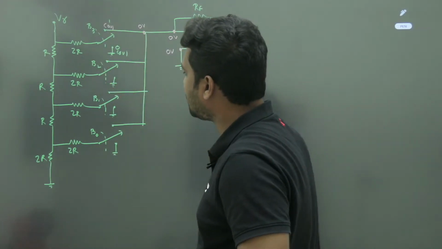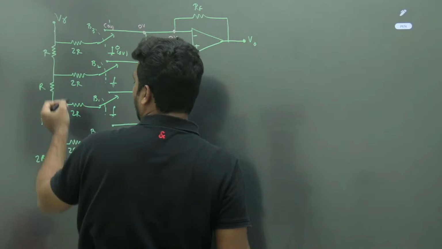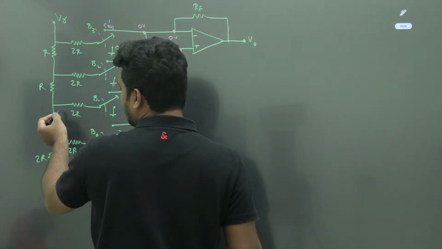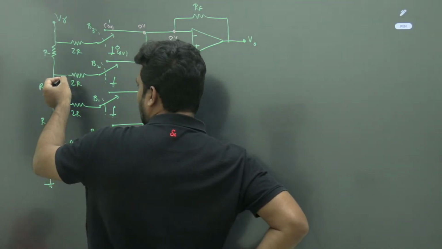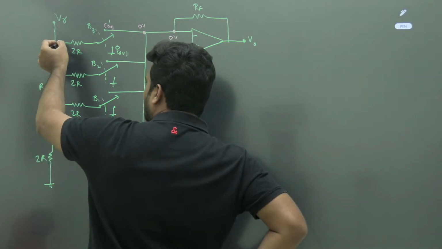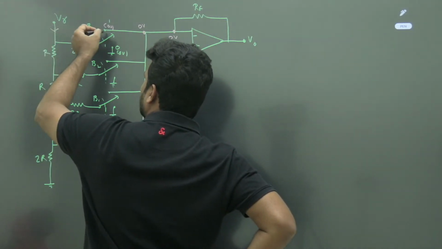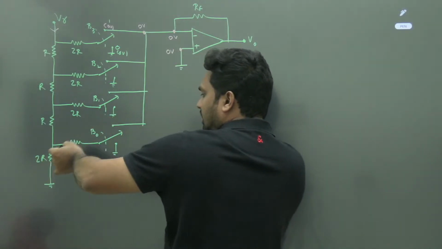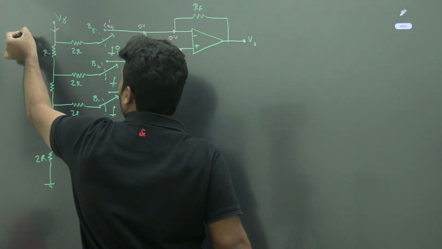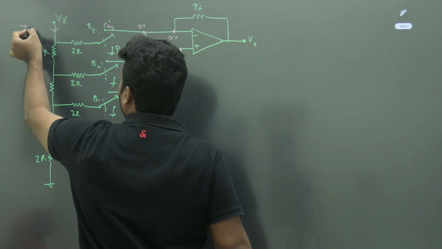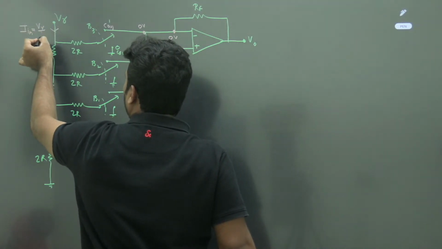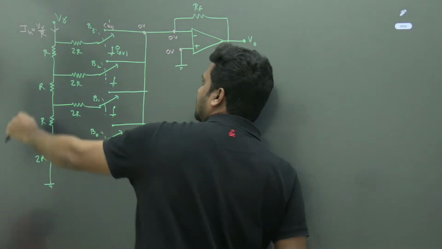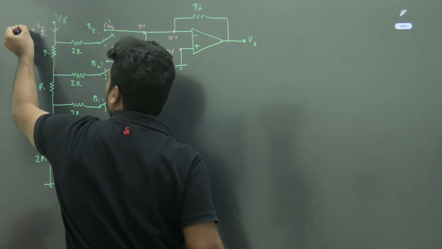But the current coming here, if you see, 2R parallel with 2R is R, series with R, 2R parallel with 2R is R, and so on. Why is it parallel? Because they are connected to the same voltages here and here. Whether it is connected to here or here, it is ground only. So the input current I is VR by R.